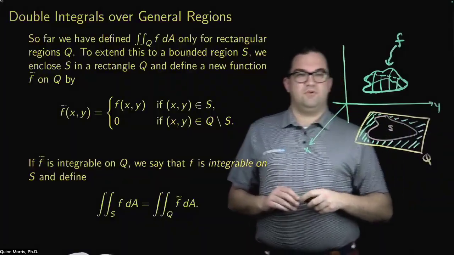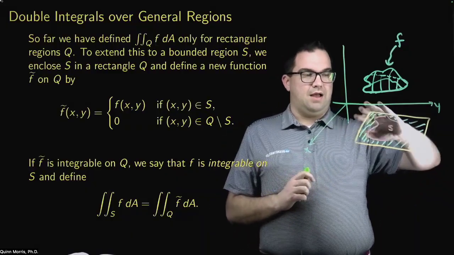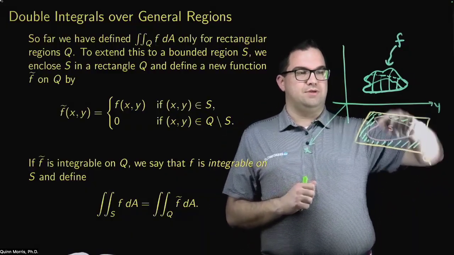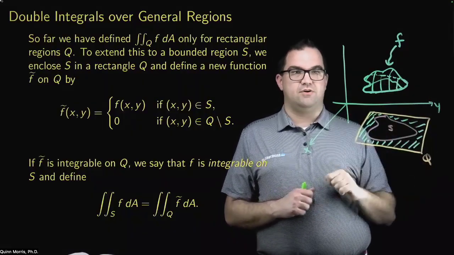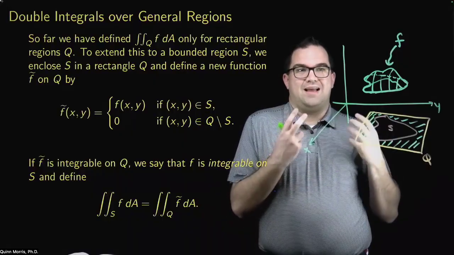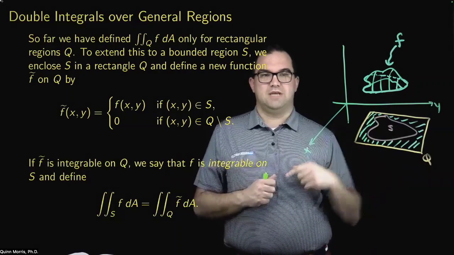Now, think about this from a volume perspective. I'm integrating over this whole rectangle, but I'm only capturing the volume that's under the surface that's defined on S. Everywhere else, I've set this function to be 0, and therefore I'm not actually picking up any of the value from those outside parts.